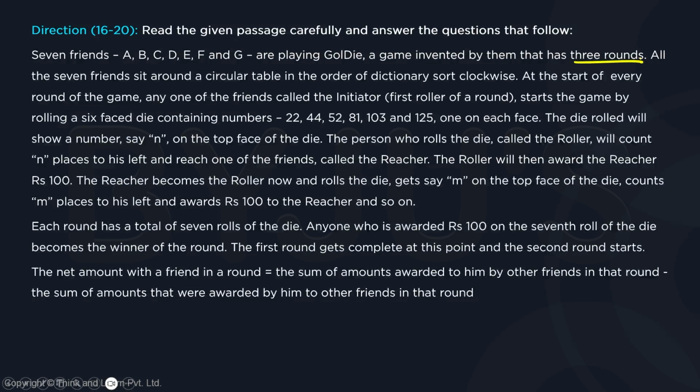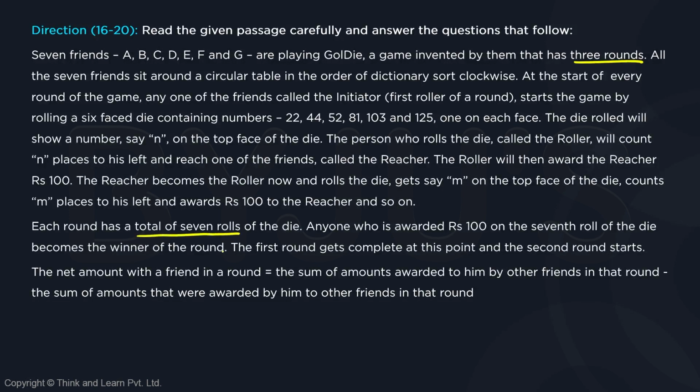The person who rolls the die, called the roller, will count n places to his left and reach one of his friends, called the reacher. The roller will then award the reacher ₹100. The reacher becomes the roller now and rolls the die, gets, say, m on the top face of the die, counts m places to his left, and awards ₹100 to the reacher, and so on. Each round has a total of 7 rolls of the die.